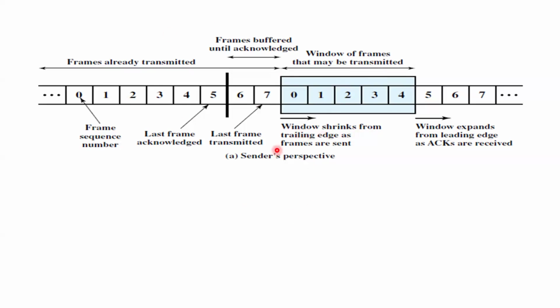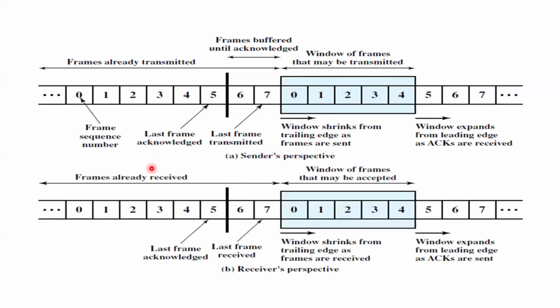Coming to the receiver side perspective, the receiver has received all the frames, but has sent the acknowledgement only up to the fifth one. He is waiting for the 6th and 7th acknowledgements. The receiver is also ready to accept frames 1 to 4. These may or may not be acknowledged. This is from the receiver side. So this is a sliding window.